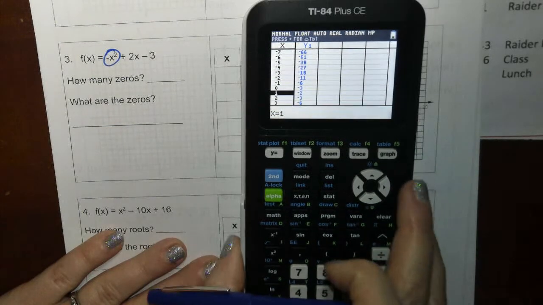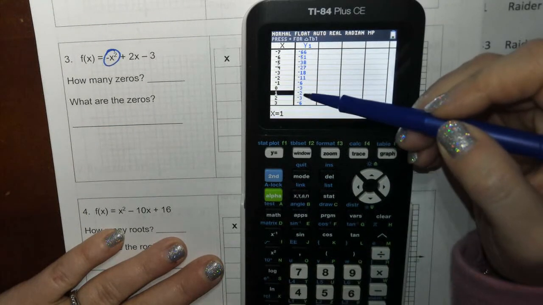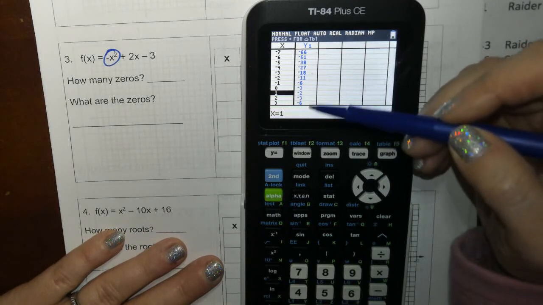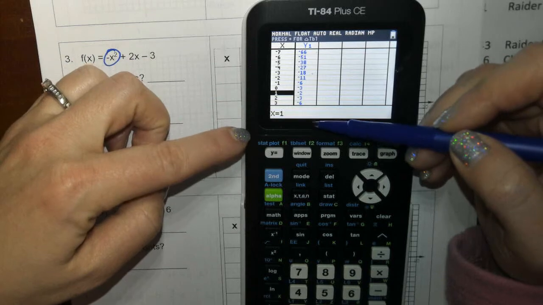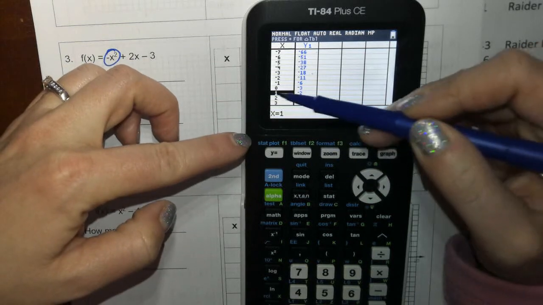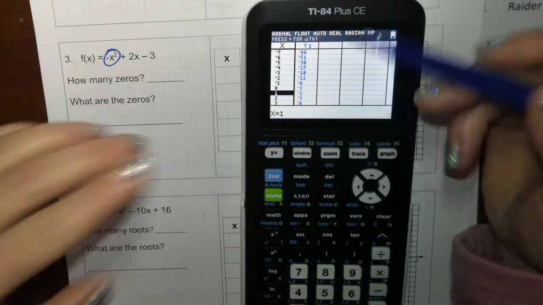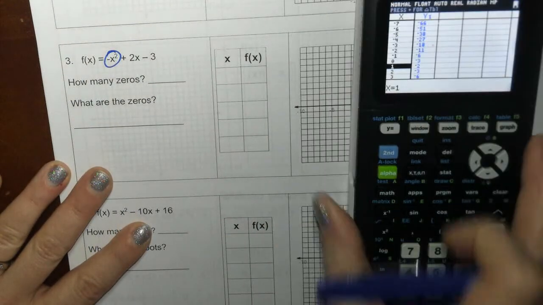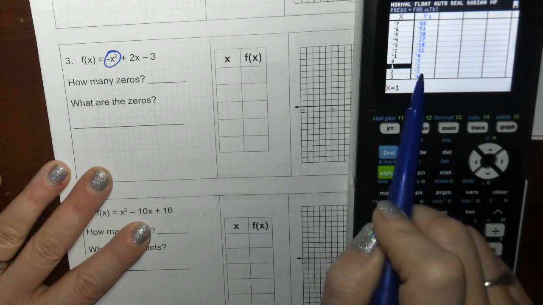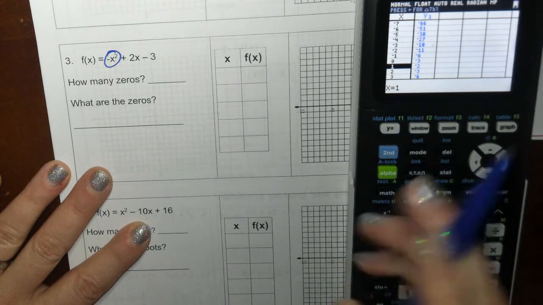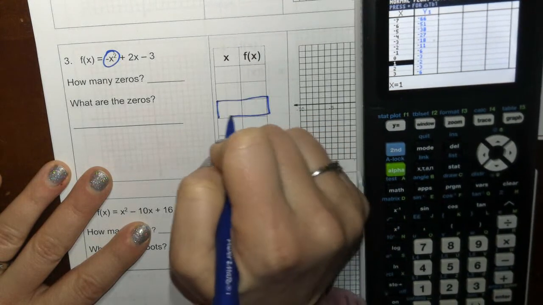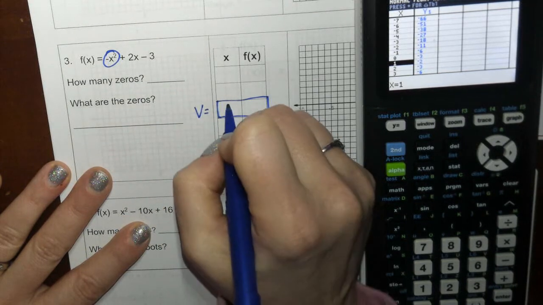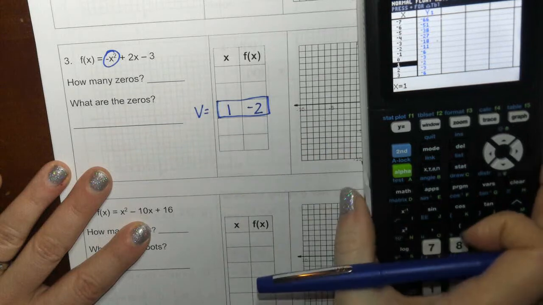So it looks like on your table, do you see how there's a pattern? Negative 6, 3, 2, 3, 6. See how it's kind of going down and then back up? Well, this part in the middle, that's your vertex. That's where it's changing direction. So where there's no repeating y values is your vertex. So I'm going to put that in the middle. That's my vertex, and the point is 1, negative 2.